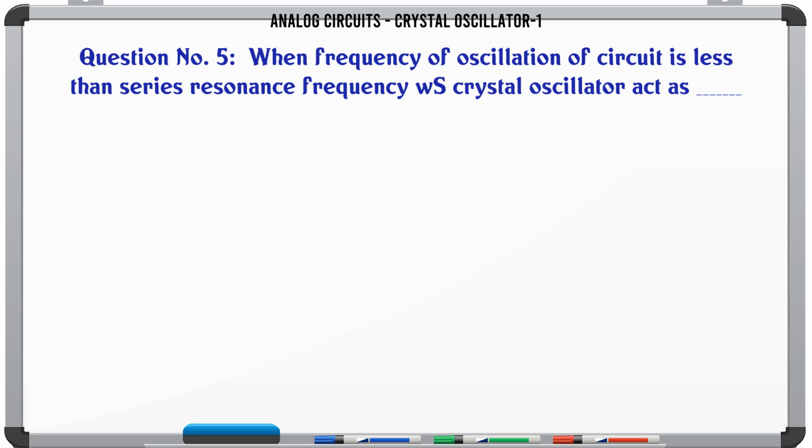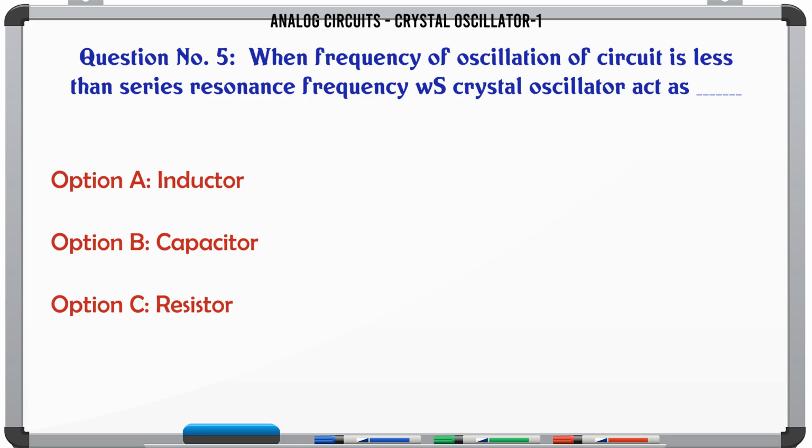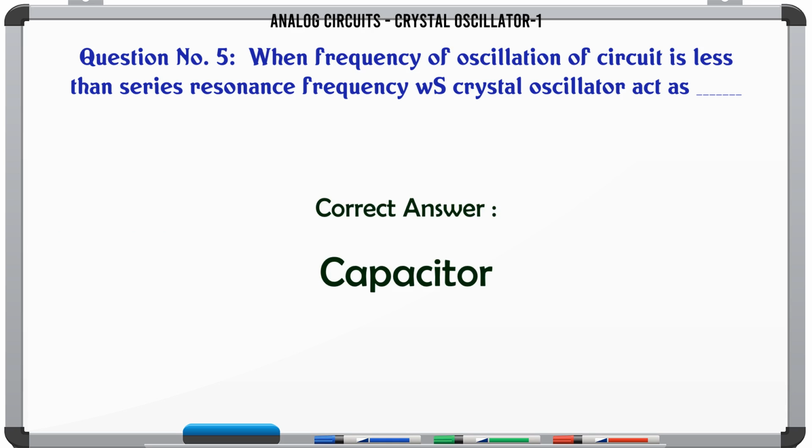When the frequency of oscillation of the circuit is less than the series resonance frequency Ws, the crystal oscillator acts as A inductor, B capacitor, C resistor, D transistor. The correct answer is capacitor.